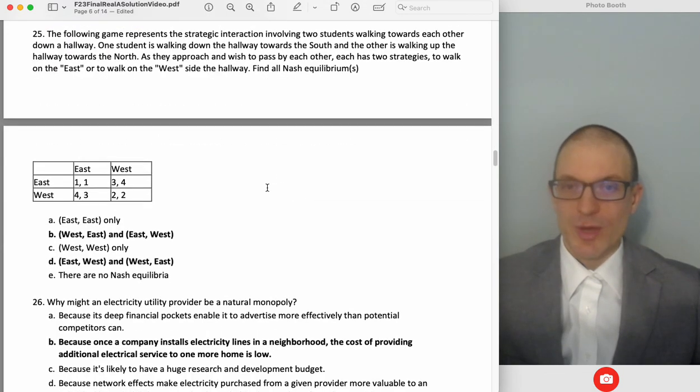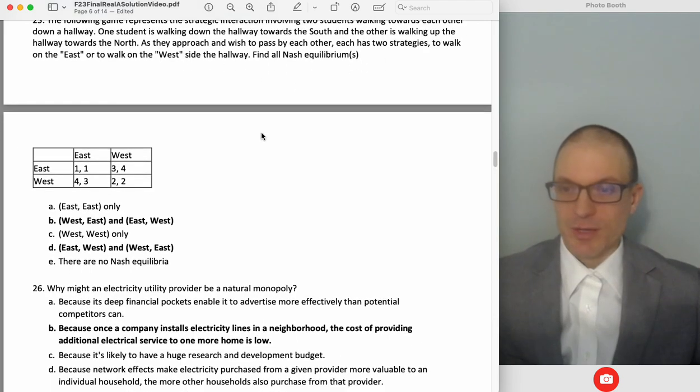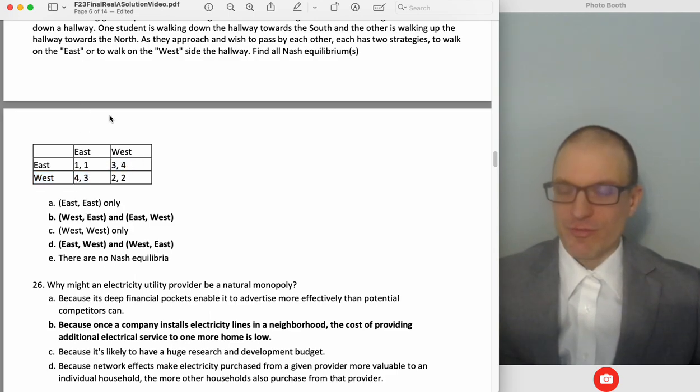All right, so here's the hallway game. So we have one student walking down the hallway towards the south, another walking up the hallway towards the north. As they approach, they pass by each other. Find all Nash equilibria. So I accepted 2 answers here. They're actually identical. The 2 equilibria are where you're going west and they're going east, or you're going east and they're going west. You can find this by best response.